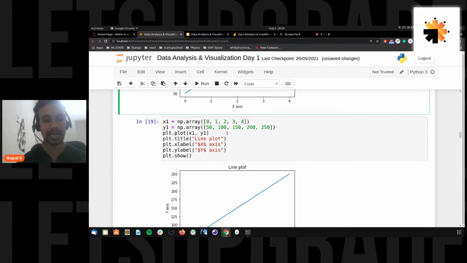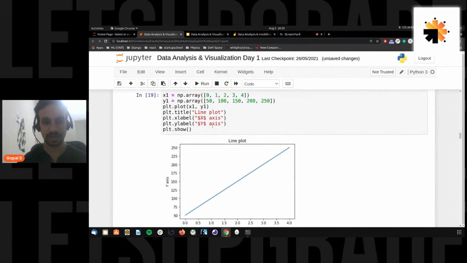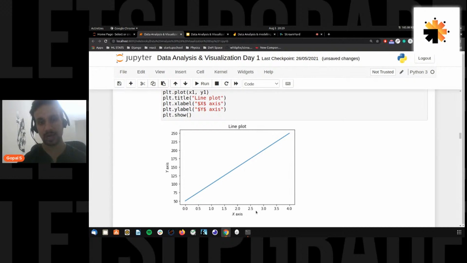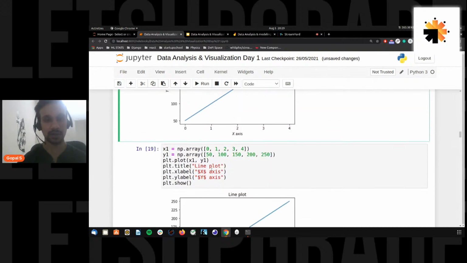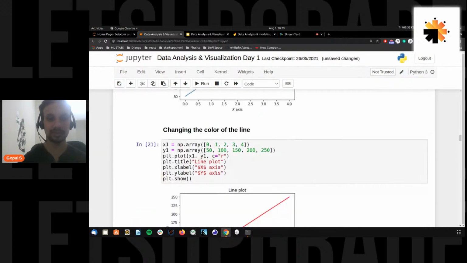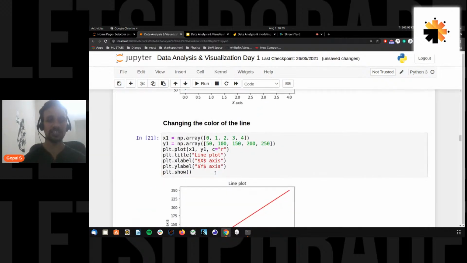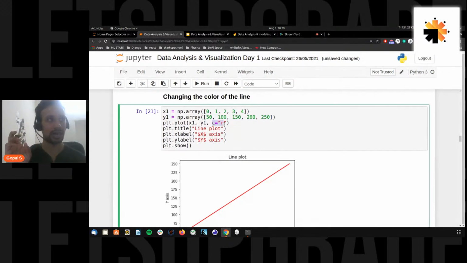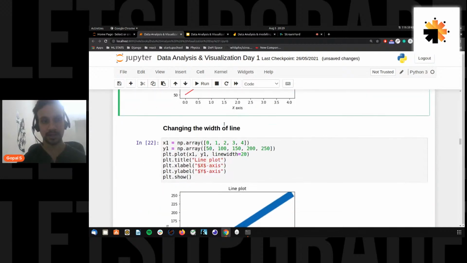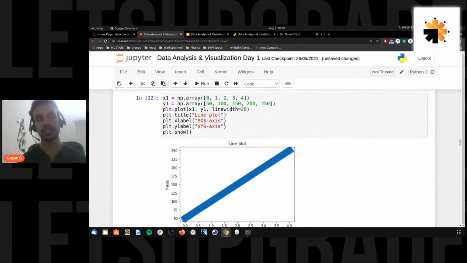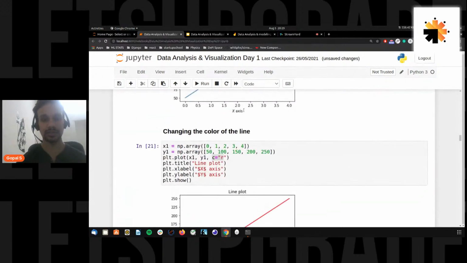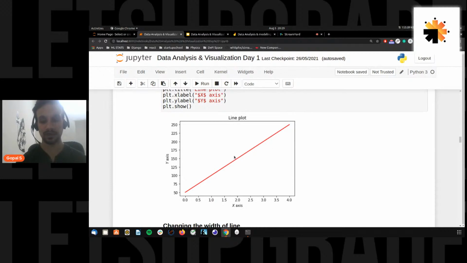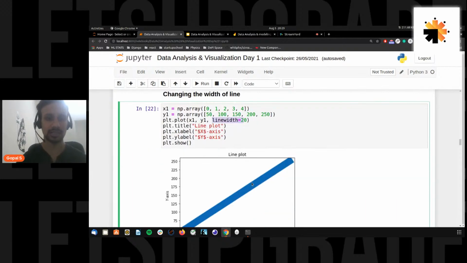And what about passing x1 and y1? So you can see x1 and y1. For x1 we have till 4, and for y1 again the same values, nothing fancy. And again, changing the color, we just change the color with c equals quotation r, basically the red color. And changing the width of the line, how thick a line could be: linewidth equals 20. Initially we had this width of line, now we have around this width, which is quite thicker than the previous one.